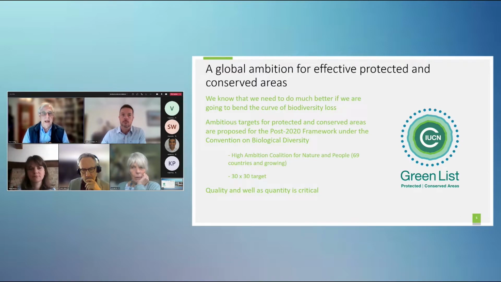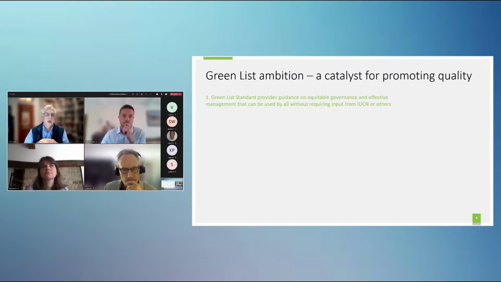But one element of that ambition is for quality as well as quantity, and that's where the Green List comes in. So the Green List ambition is to be a catalyst for promoting quality, so that the standard can provide guidance on equitable governance and effective management, and the standard alone can be used by anyone without input from IUCN. It's defining what we mean by quality in protected areas.